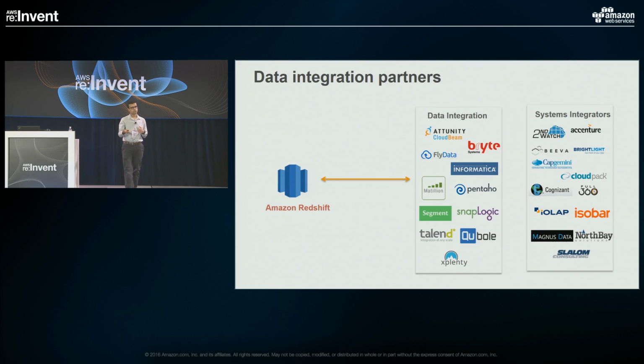Apart from the AWS tools, there are several data integration partners that help with data migration as well. So you have Informatica, Talend, Matillion that can help with the process. So you have system integrators that have capabilities and skills to migrate to AWS, as well as Redshift. NorthBay Solutions is one of them.